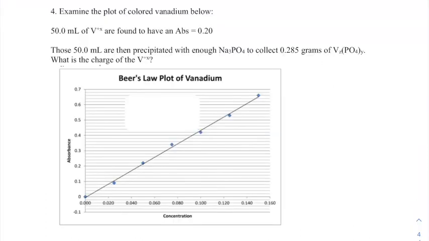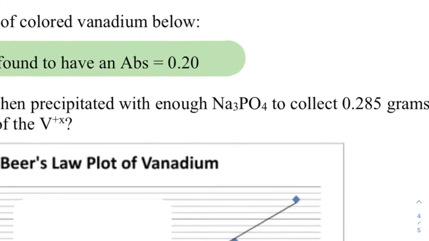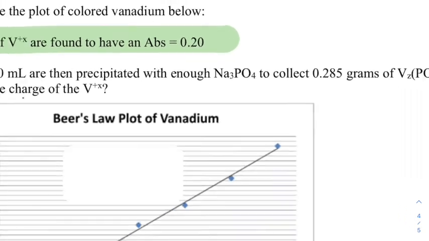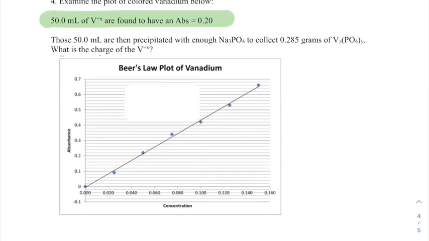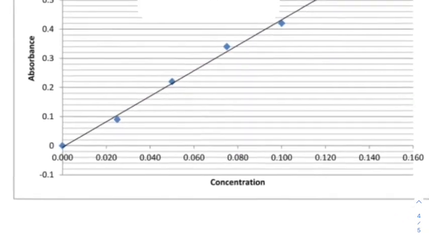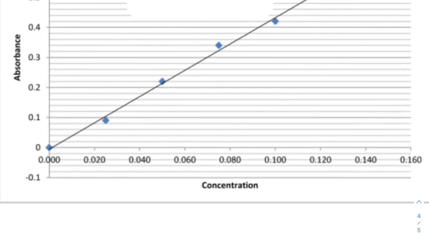Our last problem here, number 4, is really no different than the other ones. It just looks a lot scarier because they're going to make you earn the concentration here. So they're telling you that you've got a colored solution of vanadium, and you are going to examine 50 milliliters of it, and it's found to have an absorbance of 0.20. Now, they didn't give you an equation or anything, which is fine, but you can guesstimate from the graph here what that 0.20 is doing for you.